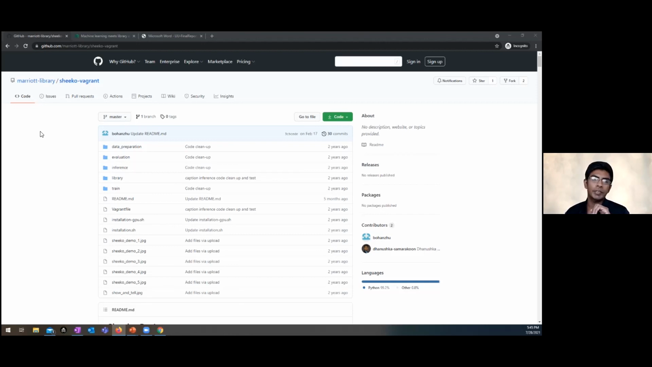You can restore this Vagrant box, and within that we have included all the softwares. We have set the correct paths. Then you just have to point it to a model and start using it. So now going back.